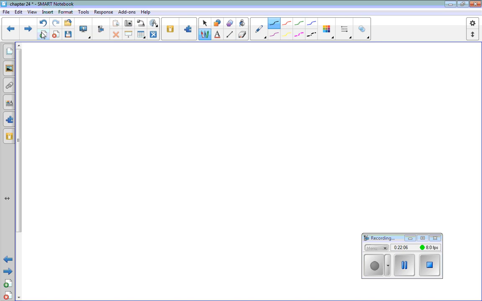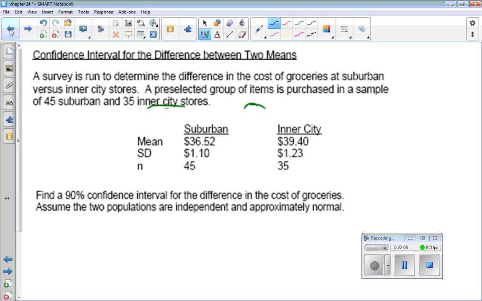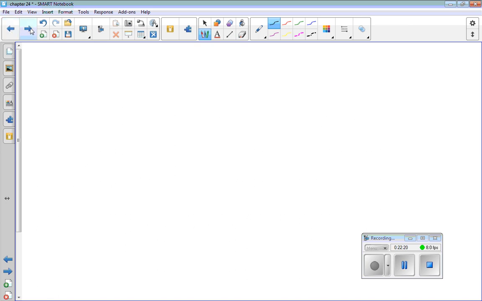So what kind of test am I doing here? How many samples do I have? 2. Are they matched? They're independent, so I'm looking at a 2-sample t-test because I'm dealing with means, right? Okay, so we're going to name that 2-sample t-test. That was a lot to pick up.